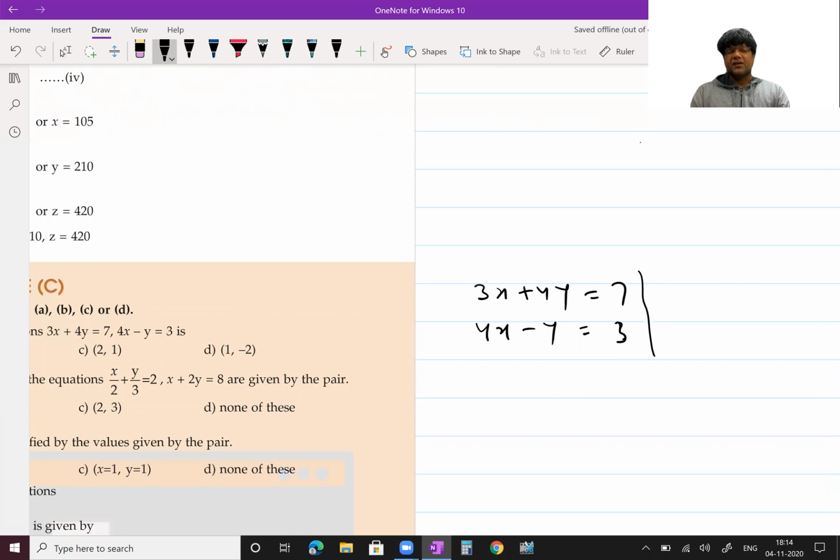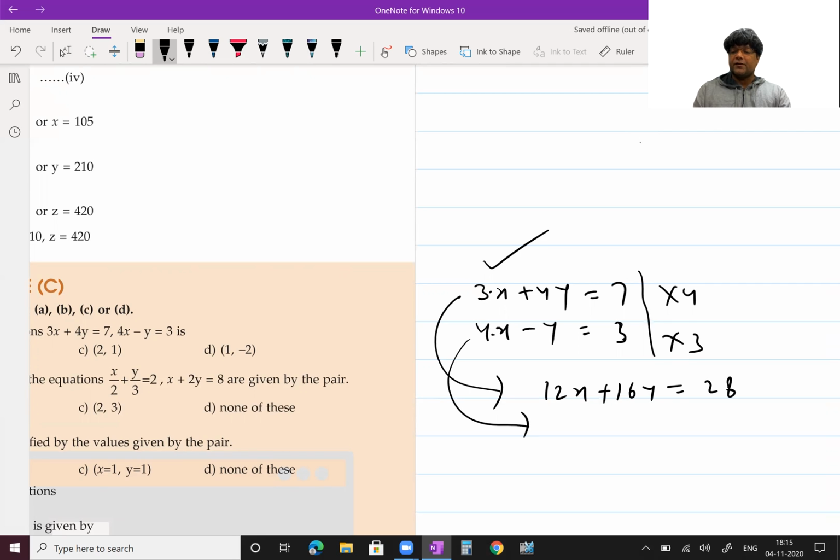What do you have to do? If you want to eliminate y, take y's coefficient. If you want to eliminate x, take x's coefficient. For example, I want to remove x. So I will see their coefficients, 3 and 4. Multiply in reverse manner: multiply this by 4, multiply this by 3. Rewrite. It will be 4 3s are 12x plus 16y is equal to 28. From here, 3 4s are 12x minus 3y is equal to 9.